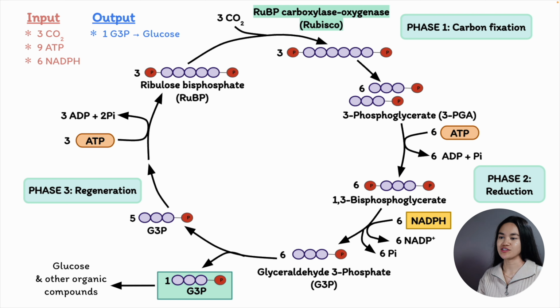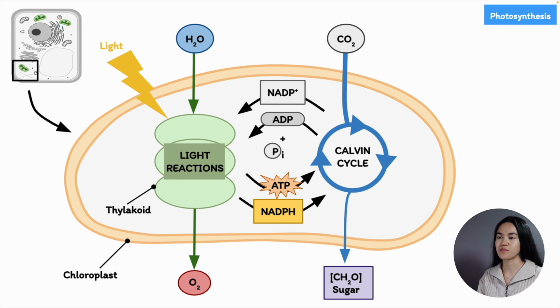Before we end this lecture, let's take everything we've covered and sum it all up. Let's combine the light-dependent reactions and the Calvin cycle. So photosynthesis occurs in the chloroplast, and again, we can divide it in 2 phases, light-dependent reactions and the Calvin cycle. The light reactions occur in the thylakoid membranes, where we convert light energy to the chemical energy of ATP and NADPH. And we also split water and release oxygen gas.